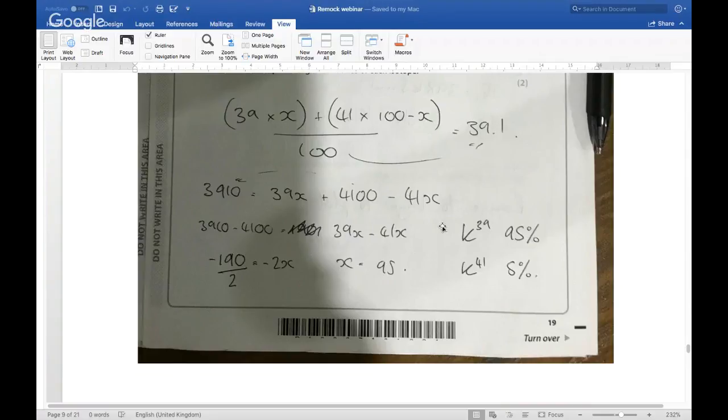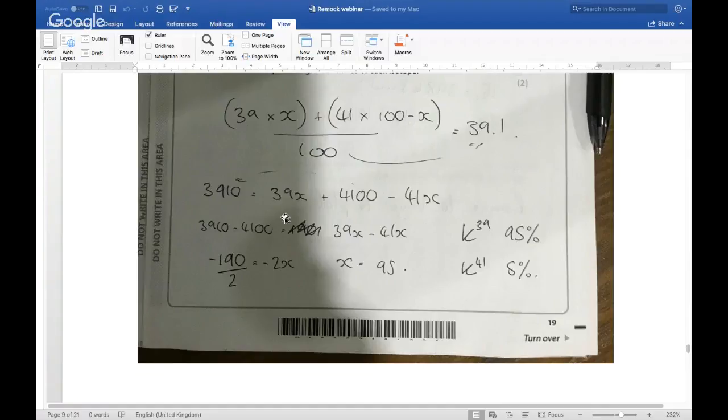I don't know what the next one is. So divides first. You bring the 100 up to through 39.1 times 100. You move the 100 off the left-hand side of the equation, which gives me 3,910. That will equal, look, expand the brackets.